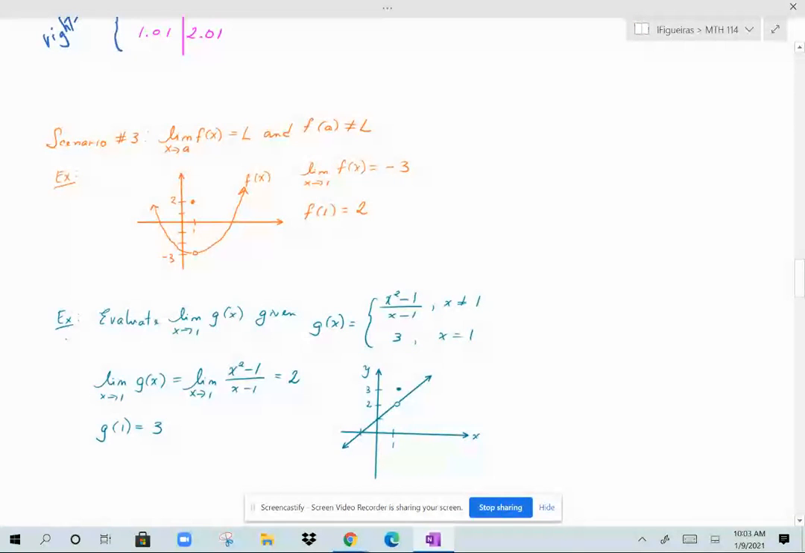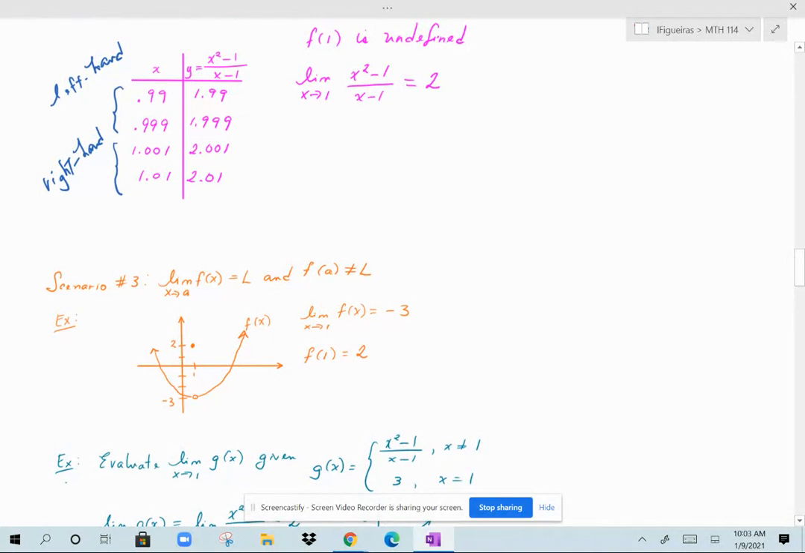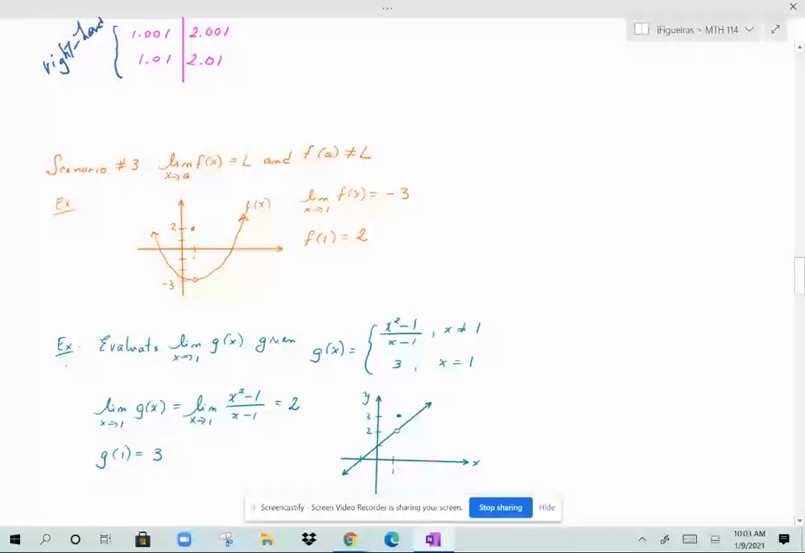So you might recognize this, the first part of this function. It's the same one I did up here. So we already know that that limit as x gets closer and closer to 1 is 2. So I didn't rewrite the table for you. So the limit is equal to 2, but g of 1 is equal to 3. We get that from here. So it's again an example of where the limit exists, and the function value exists, but they are different.